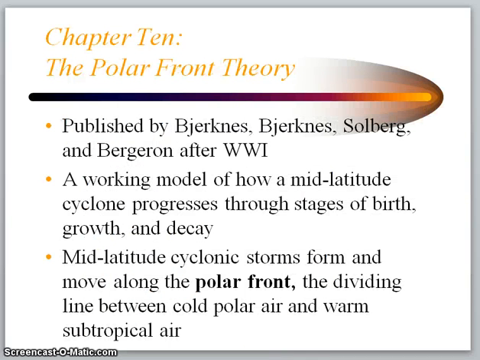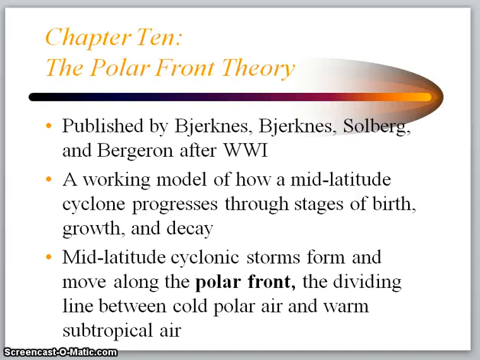So here we go. There was a father and son team, last name Bjerknes, and a guy named Solberg and a guy named Bergeron. And they were up in the Scandinavian area of northwest Europe. And after World War I, they published a paper regarding the movement of air masses. And through this paper, they developed a working model of how a mid-latitude cyclone progresses through stages of birth, growth, and decay. They actually measured temperature and pressure and wind direction and then collated this data and examined it later. And their paper came out in 1921 after World War I was over.